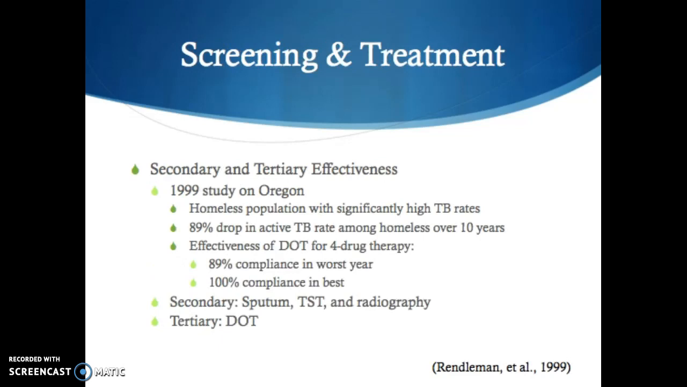Some data here on secondary and tertiary effectiveness. Basically a 1999 study in Oregon on a pretty significant group of individuals with TB that were homeless showed that there's a really significant drop in active TB rates among homeless over 10 years if they went through this DOT therapy.